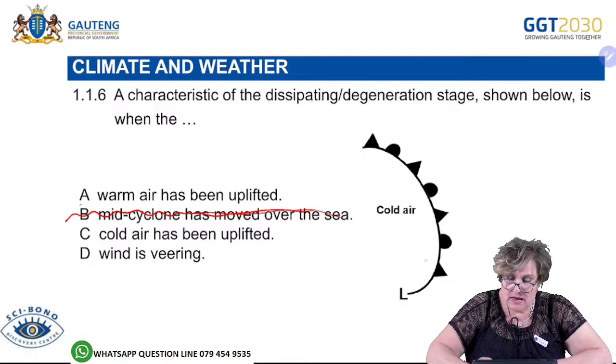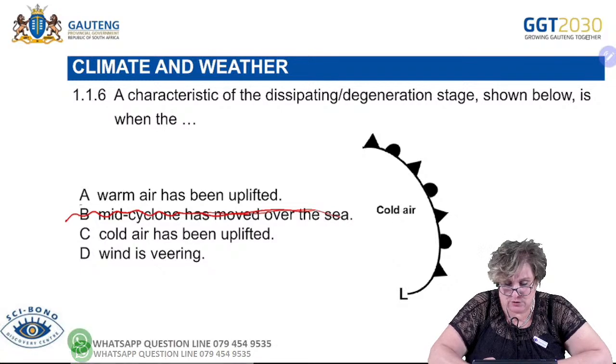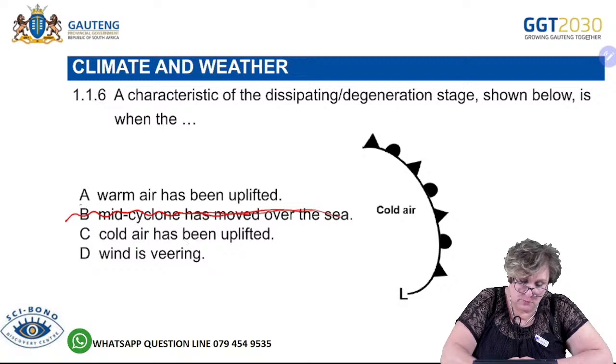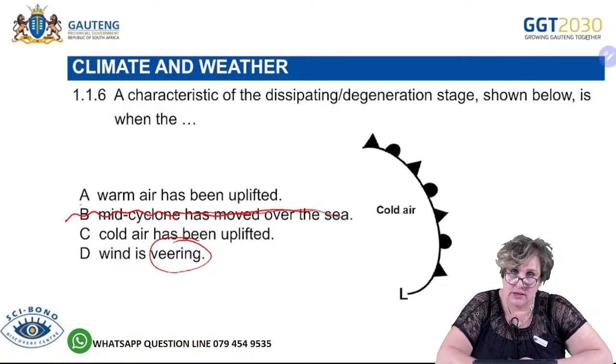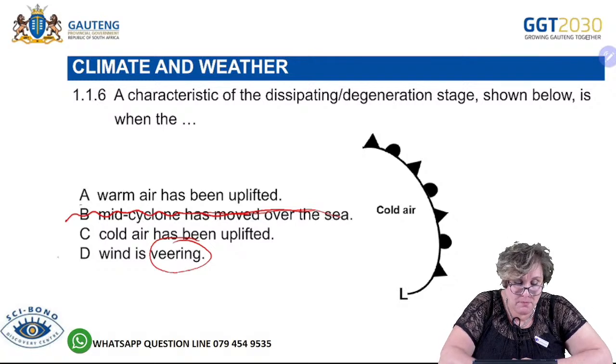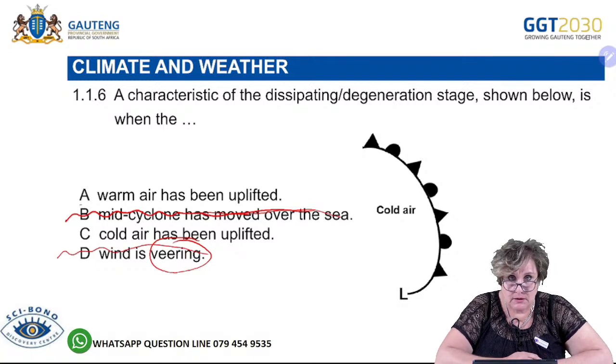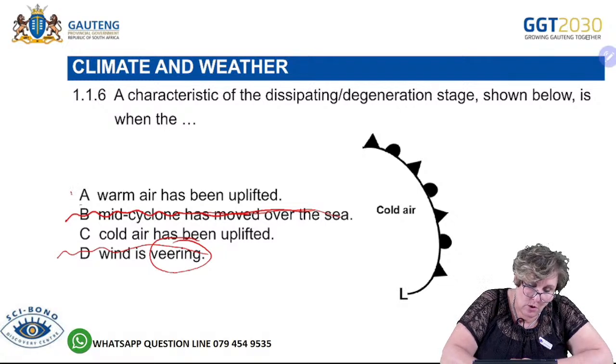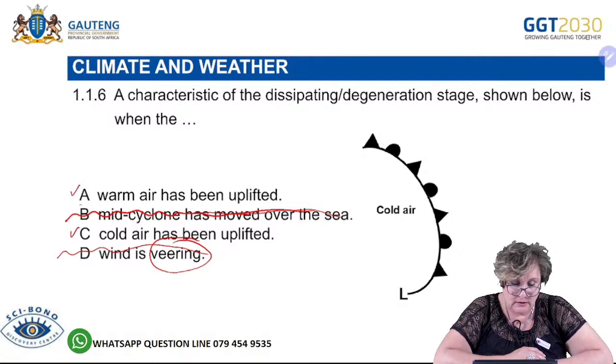Wind is veering. I don't see any arrow in this diagram which shows me what is veering, changing direction. But there are no arrows to show me whether it is veering or backing. So I'm going to eliminate this one as well. So we are stuck with A or C.